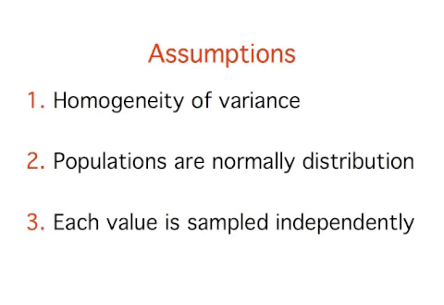In order to test whether there is a difference between populations, we are going to make three assumptions. 1. The two populations have the same variance. This assumption is called the assumption of homogeneity of variance. 2. The populations are normally distributed. And 3. Each value is sampled independently from each other value. If a subject provides two scores, then the values are not independent.